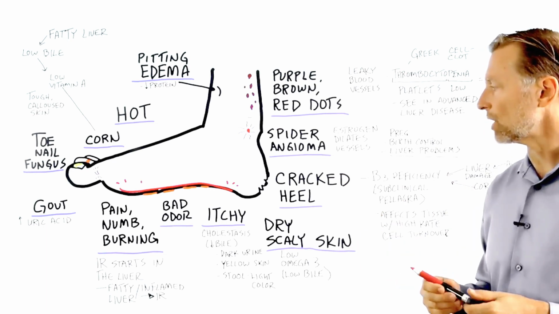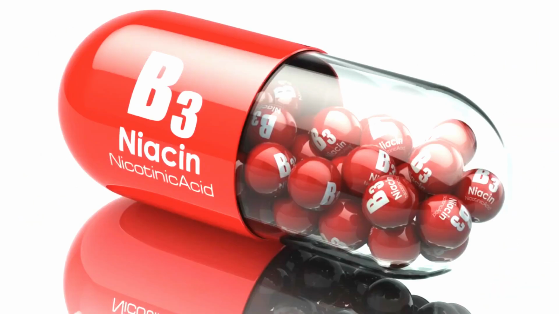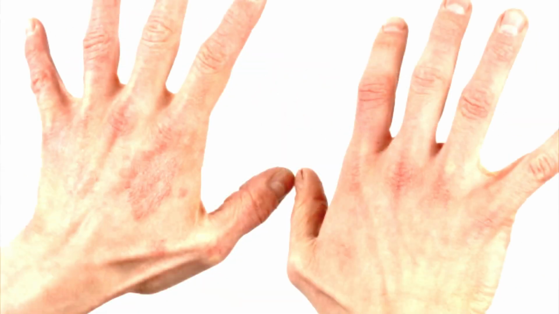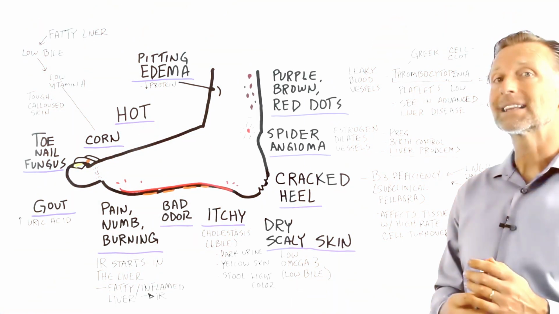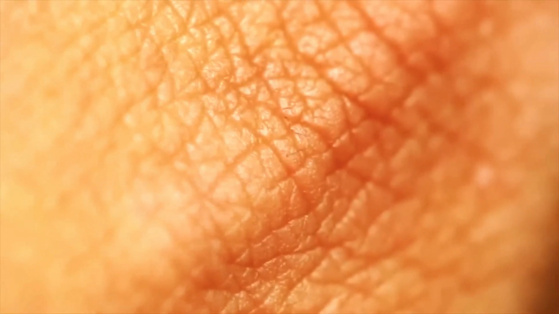All right, the next one is cracked heels. So sometimes you get this cracked, dry, bleeding skin around your heels. That's usually a vitamin B3 deficiency. Now, a real severe deficiency in B3 would be pellagra. But you can have a subclinical pellagra, which is not a full-blown pellagra with all the different symptoms, but some of the symptoms, which involve the skin.